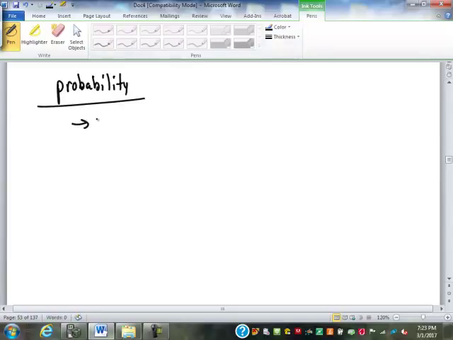Probability is how likely something is to happen. Probably one of the more basic, simpler definitions of probability is the proportion of times that it does happen.